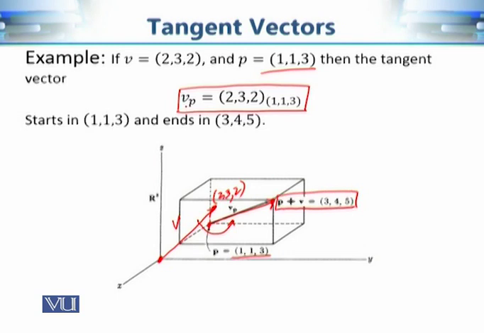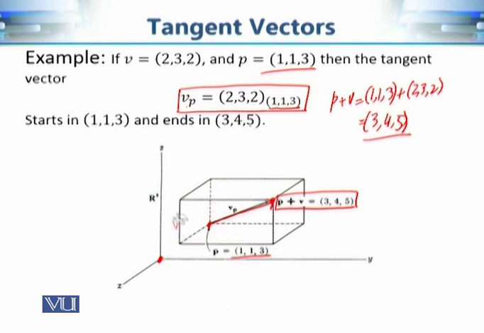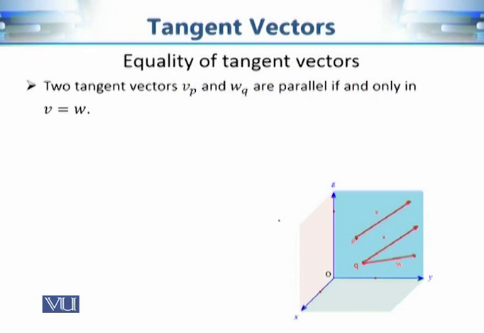So this Vp is a tangent vector from 1, 1, 3 to the point 3, 4, 5, and 3, 4, 5 is obtained by adding P plus V. So P is basically 1, 1, 3 and V is 2, 3, 2, which gives 3, 4, 5. Just add them, and these are the coordinates of the arrowhead. So that's the procedure if you want to actually calculate the initial and final points of any tangent vector. Of course, two vectors are parallel if and only if their vector parts are equal.